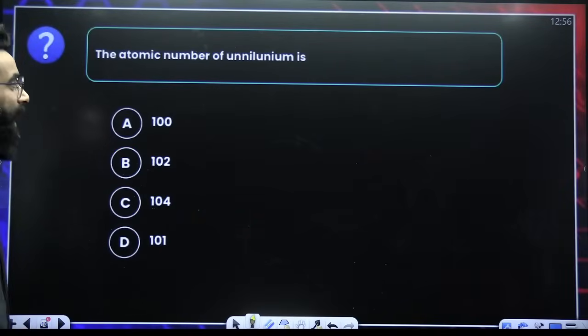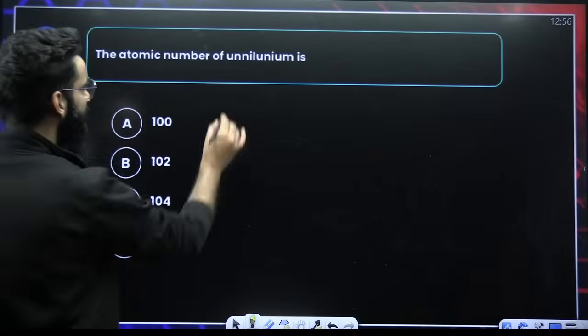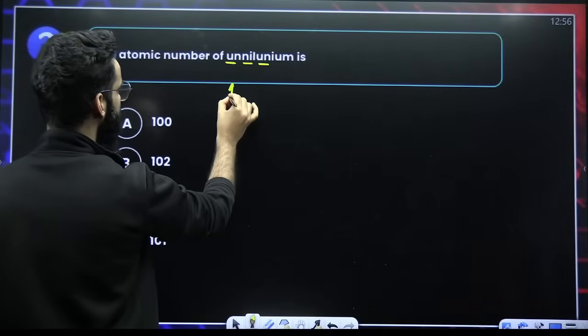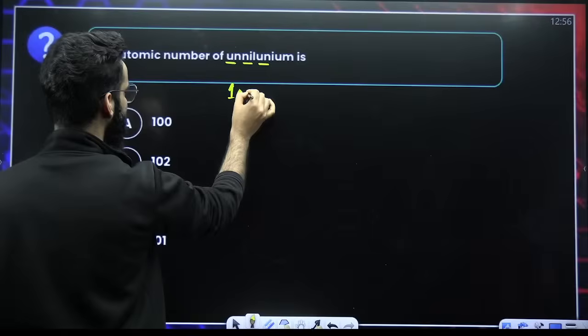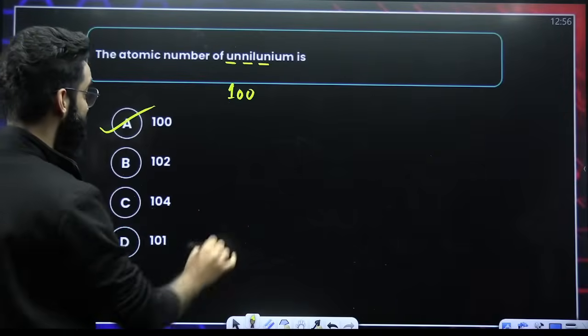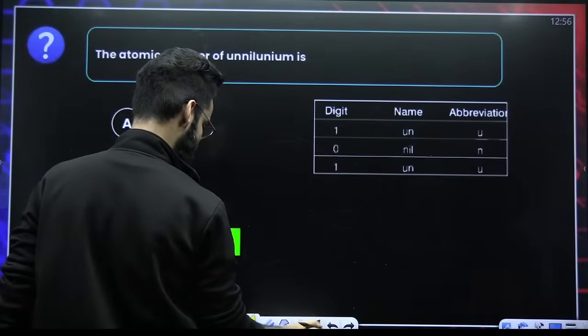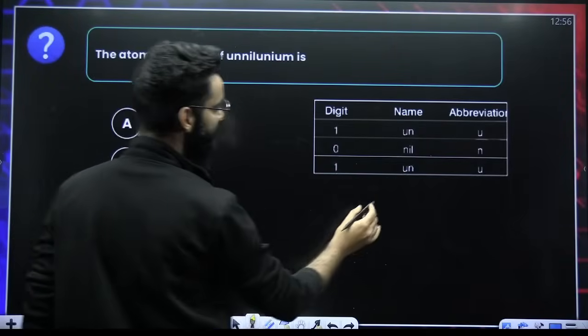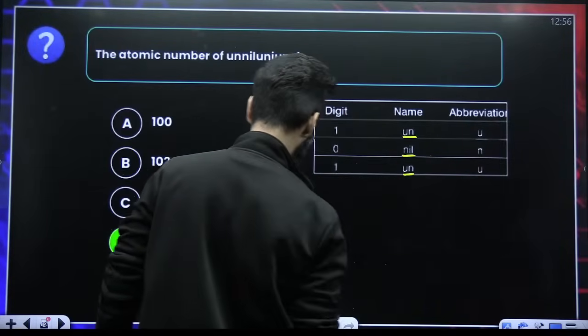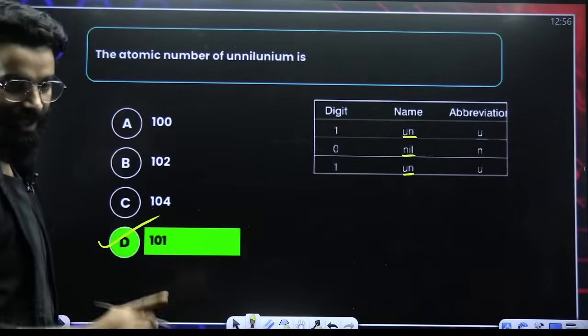Atomic number of unnilunium. Unnilunium. Just a second. 1 is un, 0 is nil, and 1 is un. So it's 101.